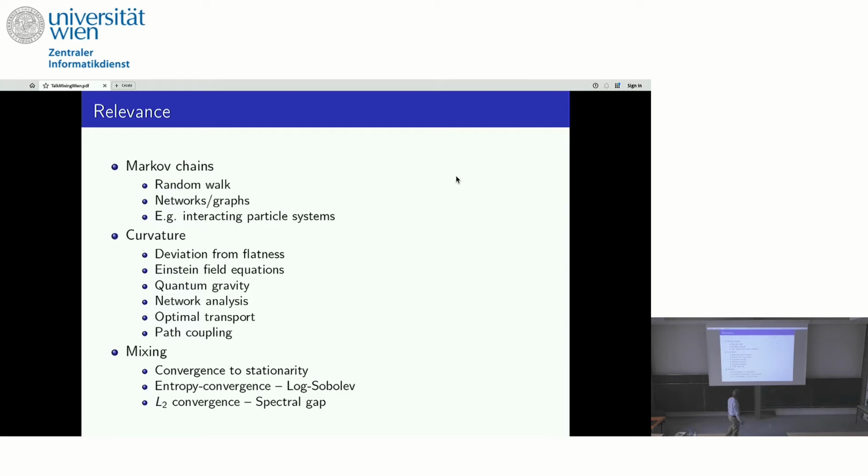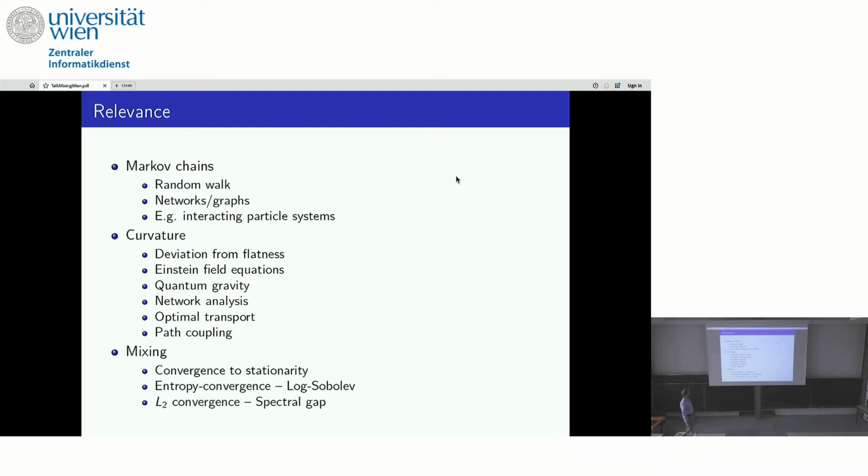So today I will talk about Markov chain curvature and mixing. First, a bit of clarification of the terms. What are Markov chains? Probably you all know. You can think of random walks. They have many applications in network science and graph theory, and they are also very useful for interacting particle systems. So we will talk a bit about interacting particle systems and how to apply curvature to some of them.